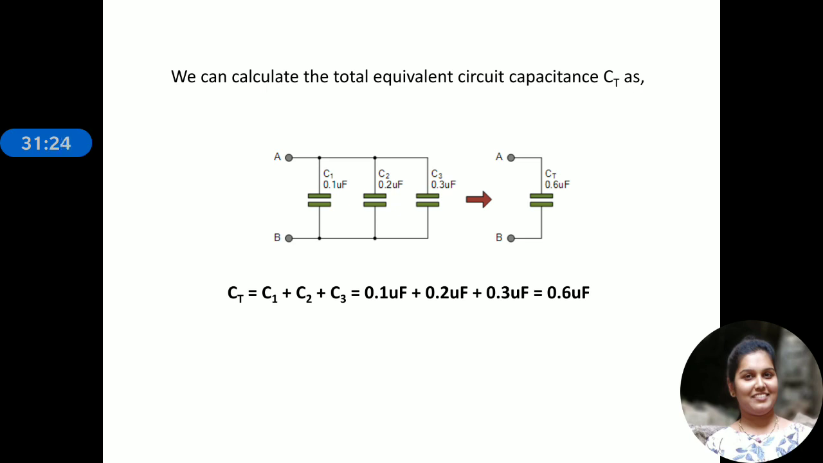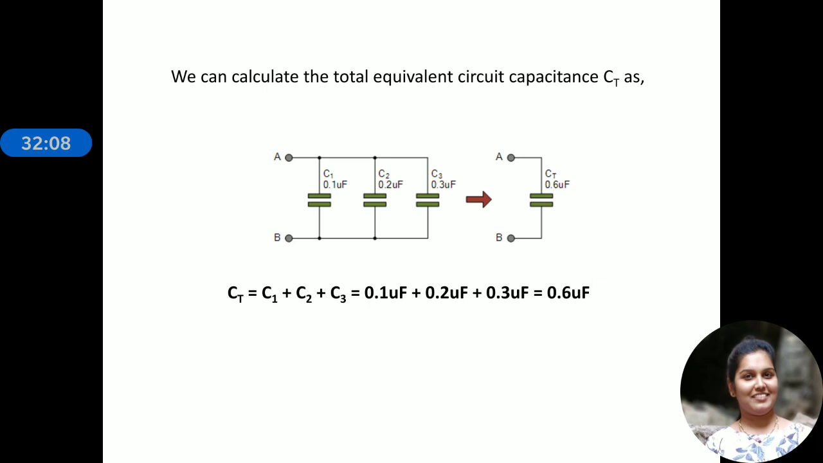So if we add all these capacitances, we can draw this circuit like this. The total capacitance CT is nothing but 0.1 microfarads plus 0.2 microfarads plus 0.3 microfarads, which will give us 0.6 microfarads. So we can observe that the value of the total capacitance has now increased when compared with the individual capacitances, which are 0.1, 0.2 and 0.3 only. But when we observe the equivalent capacitance, it has increased to 0.6 microfarads, right?